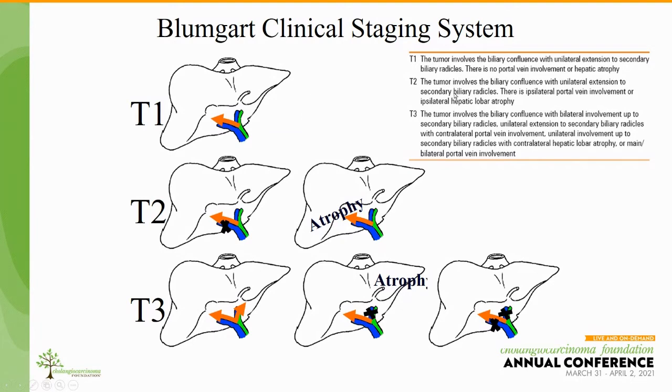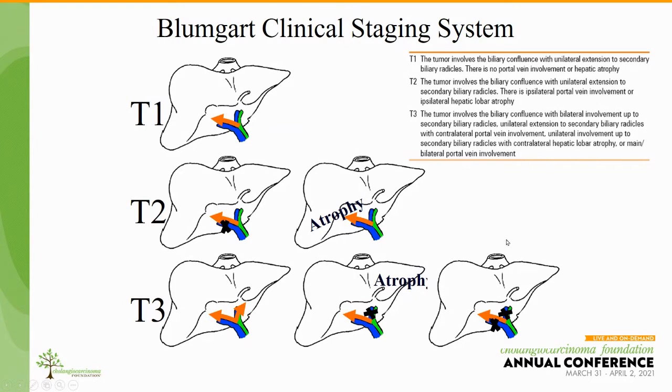T2 tumors in this classification system involve the confluence with unilateral extension to secondary biliary radicals with either ipsilateral portal vein involvement or ipsilateral hypertrophy, atrophy of the liver. What that means is there's vascular involvement to the side where the tumor is, still allowing us to resect the majority of these tumors. Sometimes if the portal vein is involved, close to the confluence, with portal vein reconstruction or resection. But again, because it's unilateral in that sense, still resectable. So T1 and T2 tumors are resectable tumors.